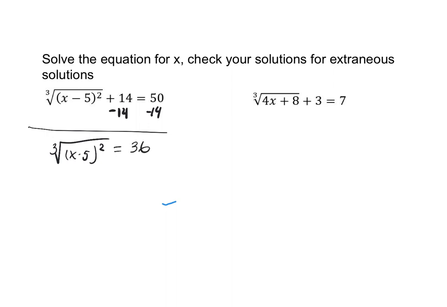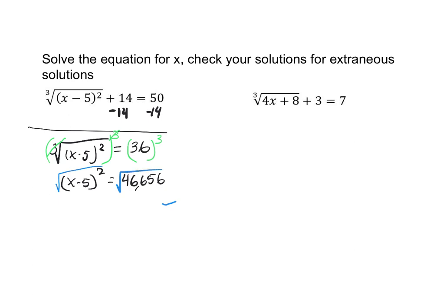Now, because we have something raised to the second power inside the third root, my goal is to isolate that by doing the opposite, by raising it to the third power. This will cancel out the root with the power, but remember, we have to do the same thing on both sides. So we are left with x minus 5, all of that being squared, and then 36 to the third power, which is 46,656.